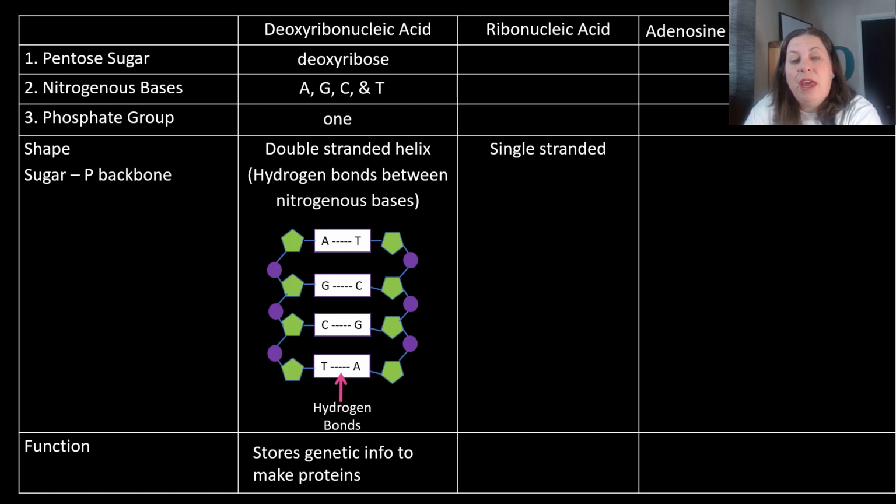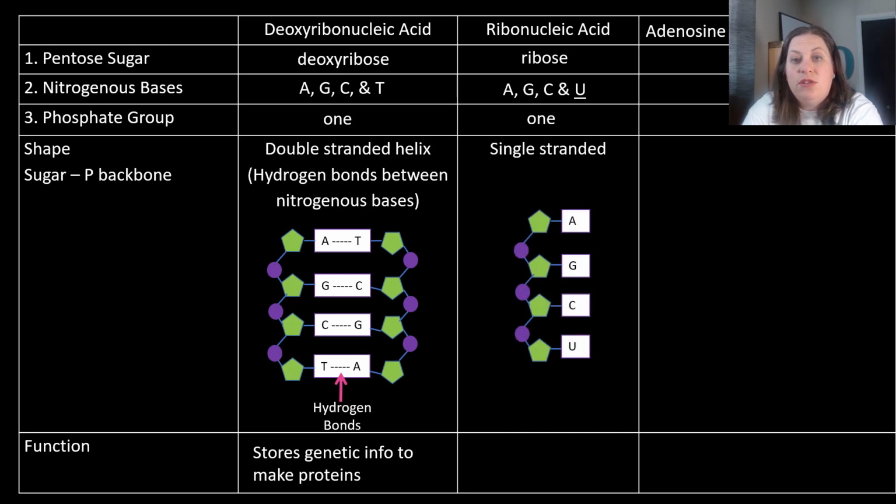On the other hand, when we look at ribonucleic acid or RNA, we do have a ribose sugar instead of deoxyribose. We are going to see there is going to be one difference in those nitrogenous bases. Instead of T, you're going to see U. So they have adenine, guanine, cytosine, and uracil instead of thymine. The phosphate group is also one per nucleotide. Now, RNA only comes in single strands. So there's not a double strand here, but you'll notice that the structure is very similar with that nucleotide.